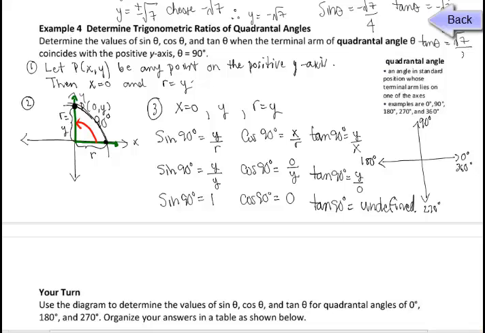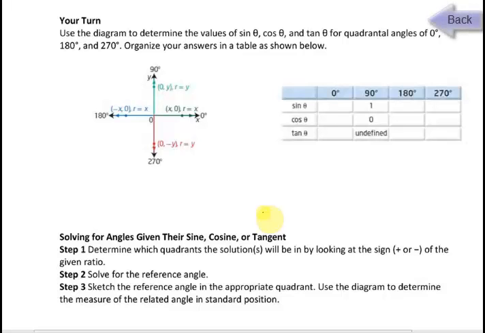So that will end example 4. Okay, so we're going to do a your turn. If you would like, you might want to try working this out on your own and then come back and view the video. So you're asked to use the diagram to determine the values of sine theta, cos theta, and tan theta for quadrantal angles of 0 degrees, 180 degrees, 270 degrees, and then organize your answers in a table as shown below.